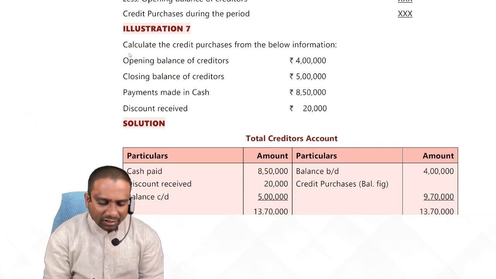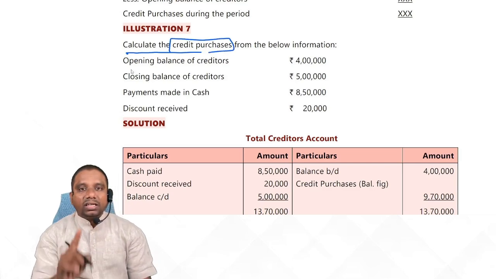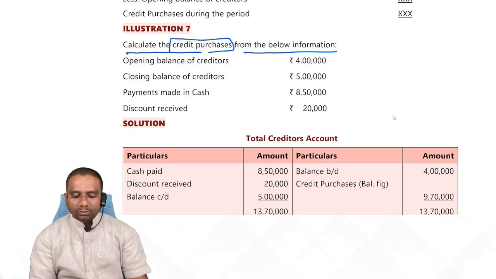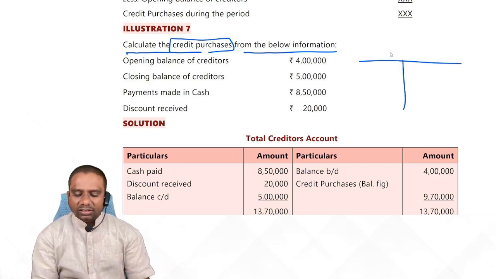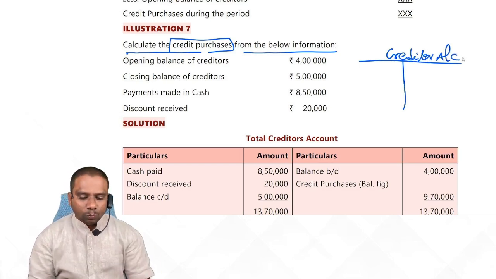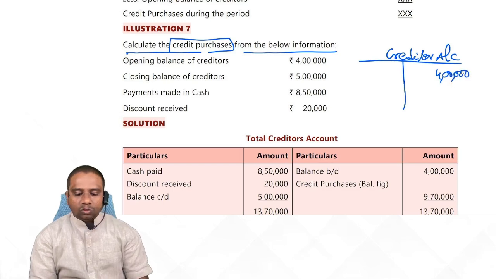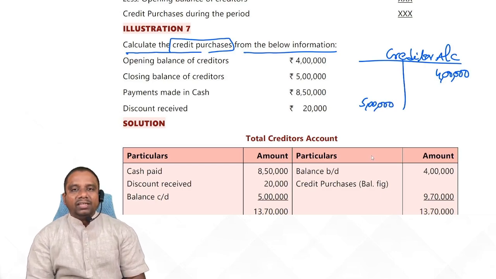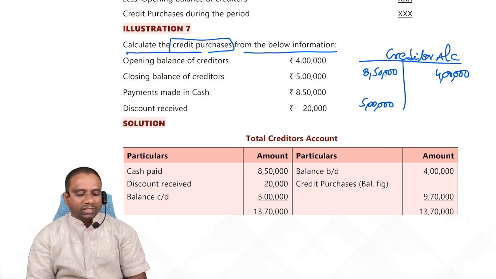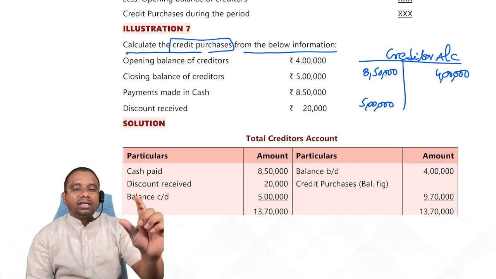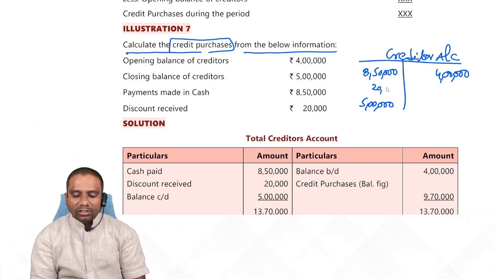Look at illustration 7. Calculate the credit purchases. What are they asking? Credit purchases from the below information. Simple. To calculate credit purchases in the problem, it is better to prepare the creditors account. See, opening balance: creditors account shows a credit balance. Closing balance on the debit side, balance carried down 2. Payment made in cash: entry, creditors account debit to bank. So debit side 8 lakh 50. Next, discount received: entry, creditors account debit to discount received account, 20.